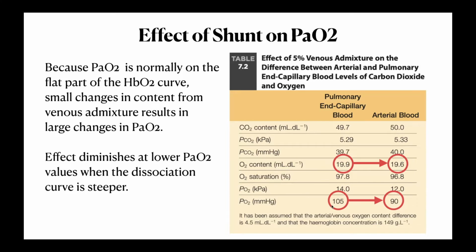But have a look at the effect of the partial pressure. You've gone from 105 to 90. So you see that's a difference of 15 millimeters of mercury, which is over a 10% change. Now, that is due to the hemoglobin oxygen dissociation curve and where it functions on the flat part. You'll see that the effect diminishes at the lower partial pressures of oxygen, because that's when the dissociation curve is steeper and you lose that effect.